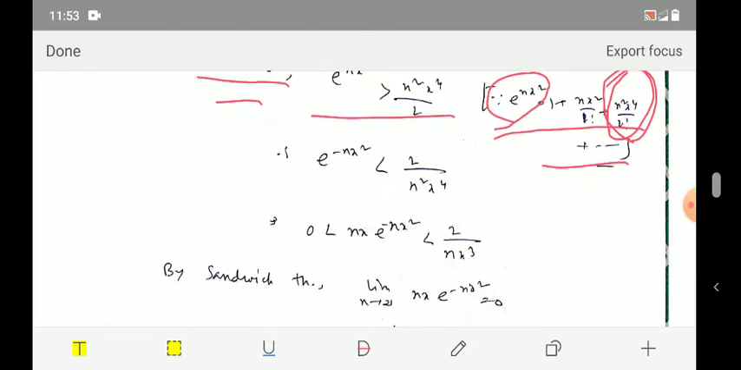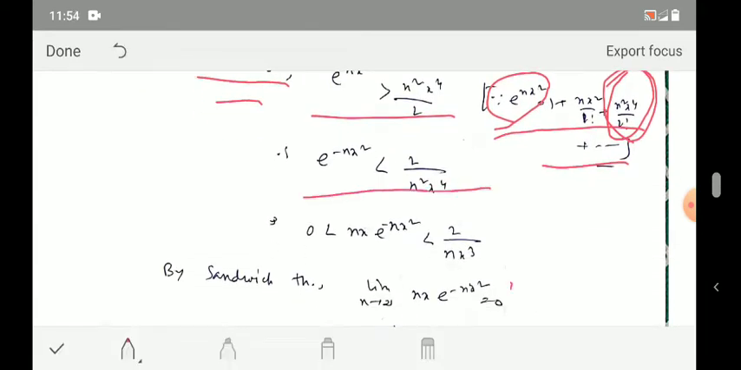If we take the reciprocals, then the inequality sign changes. Since e to the power n x squared is positive, n x is also positive because we have taken x in the open interval 0 to 1.